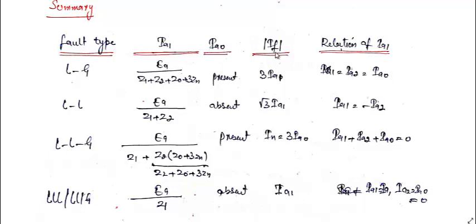So what is the relation of IF? For single line to ground fault, IF will be equal to 3 times IA1. In case of double line fault, it is root 3 times IA1. And in case of LLG fault, it is IN, which is equal to 3 times IA0. And in case of three-phase fault, it is simply IA or IA1.